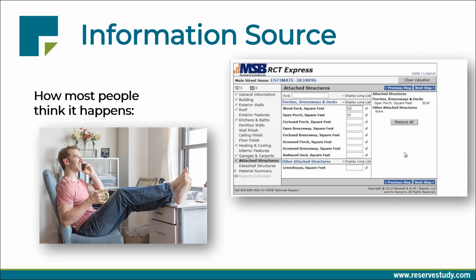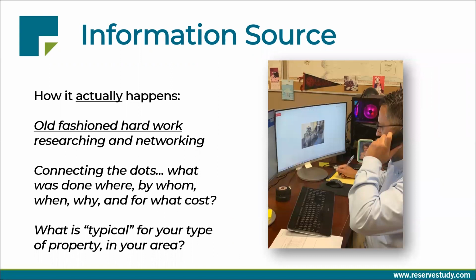But the bottom line is, how it really happens is old-fashioned hard work, a lot of researching and networking. So we are connecting the dots, figuring out what was done, where was it done, by whom, when was it done, why was it done, and for what cost. And we're all trying to put that together and find out, okay, what's typical, what's expected for your type of property in your area with your age of this particular type of asset. We're putting together a multi-piece mystery story of what has brought us to this point in time with your property.